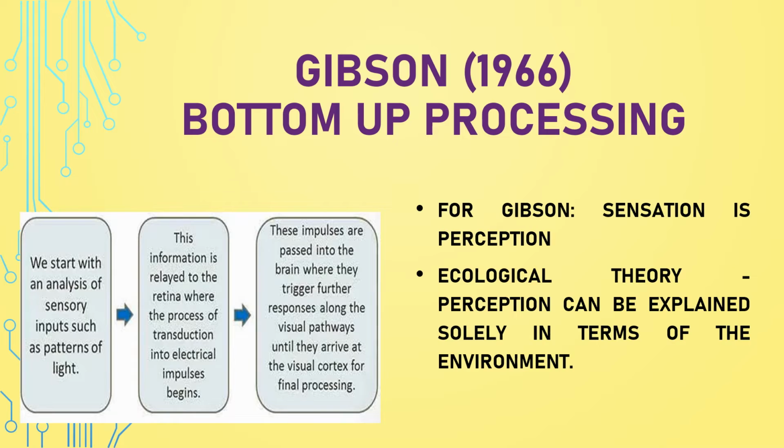So this is what GIBSON formulated. For GIBSON, sensation is perception. So if you sense something, if the sensation happens, it is perception. No interpretation or previous knowledge is necessary, according to GIBSON. His theory is also known as ecological theory, because perception can be explained solely in terms of the environment. From the environment, we are receiving stimulus, right? So, perception can be explained in terms of the environment. That is what he said. So, his theory is also known as the ecological theory.